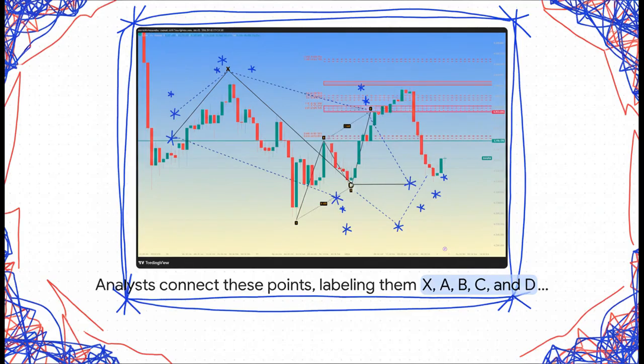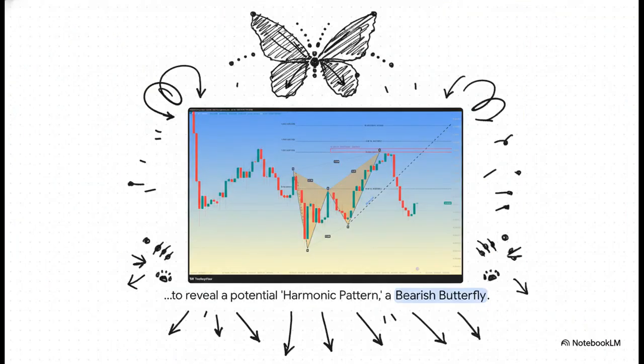And out of that rhythm, we start to create structure. An analyst will identify the most important peaks and valleys, we call them swing points, and then basically connect the dots. You can see them labeled here, X, A, B, C, and D. This is the very first step in turning that random motion into something that has a recognizable geometry. And boom, once you connect those dots, a shape emerges from the noise.